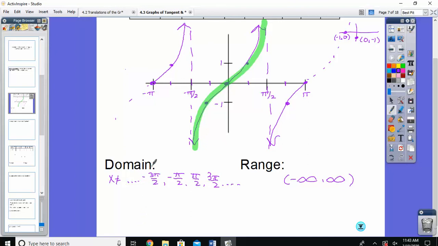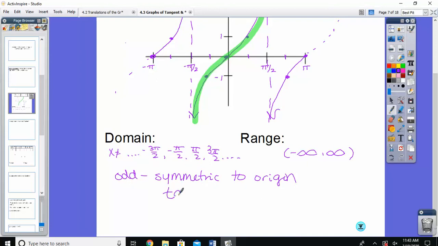Is this graph even or odd? Odd. Symmetric to the origin. That's what we talked about with sine. And what that means is if you have a tangent of negative x, it is equal to a negative tangent x. So you could pull that negative out in front.